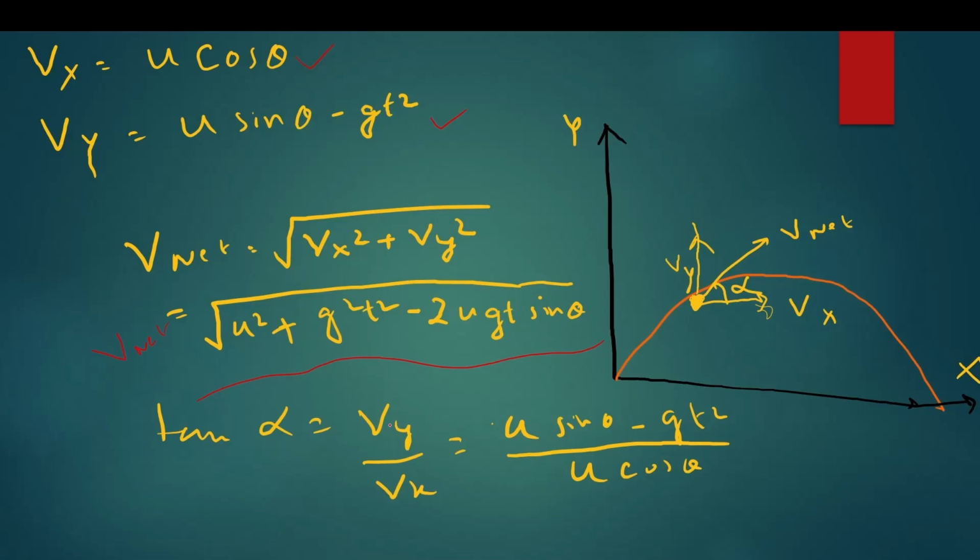Okay, and tan alpha is the angle. So tan alpha, you already know, is vy upon vx, equal to (u sin theta minus gt) by u cos theta.